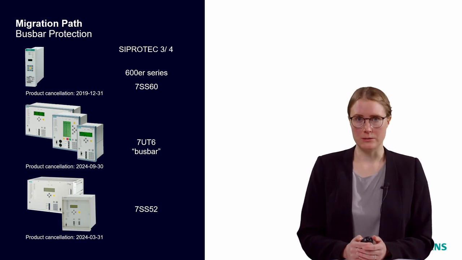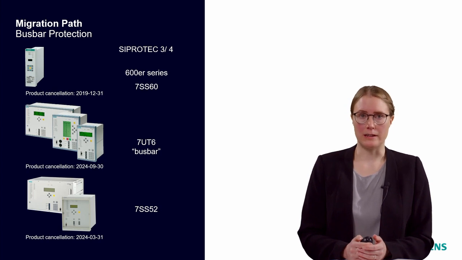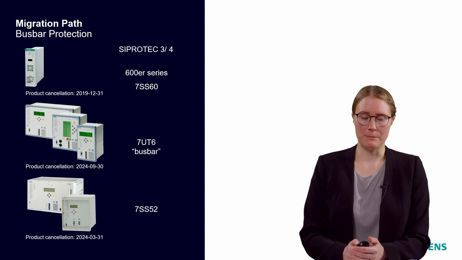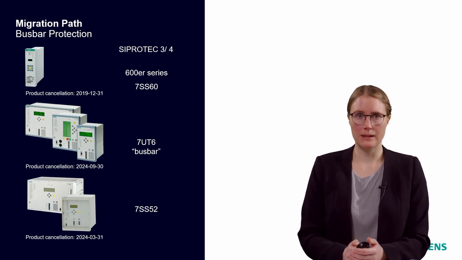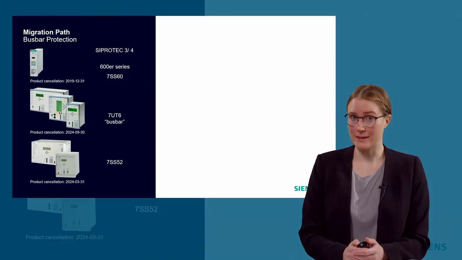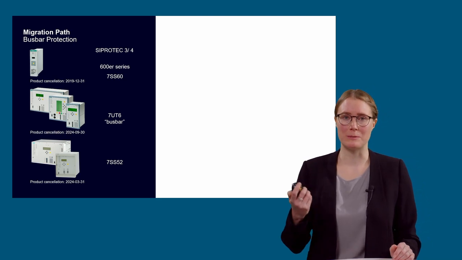already discontinued in the product portfolio or already announced for product cancellation. The 7SS60 was cancelled in December 2019. The 7UT6 is announced for product cancellation in September 2024, and the 7SS52 is announced for product cancellation in March 2024. So it's time to think about a new solution with ZProtect 5.